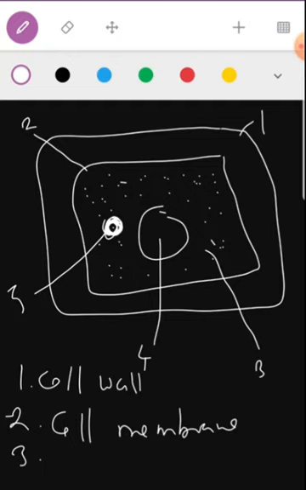Structure 3 is the nucleus. The nucleus contains the DNA material that has got a specific function toward the cell, which I won't talk about right now. But its main function is to control the cell activities that take place in the cell.